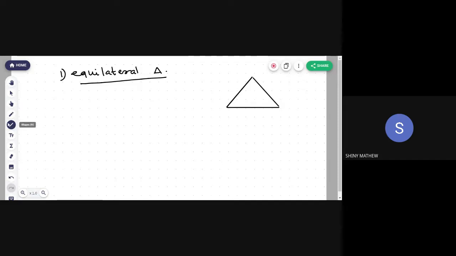Okay, if all sides are equal then the angles will also be equal. If all angles are equal, we can take each angle as x. Then x plus x plus x is equal to 180. That means 3x is 180. So what will be that x? 60. 180 divided by 3 is enough. So all angles will be 60. So you can draw this figure there. All angles will be 60 and all sides will be equal.